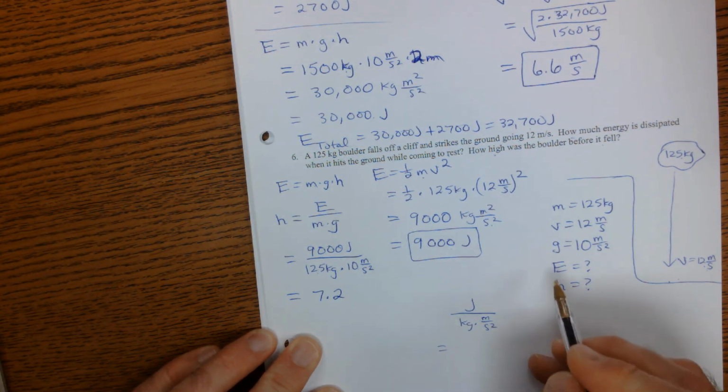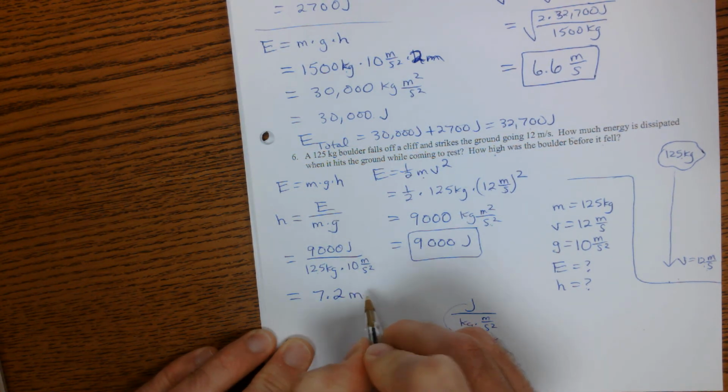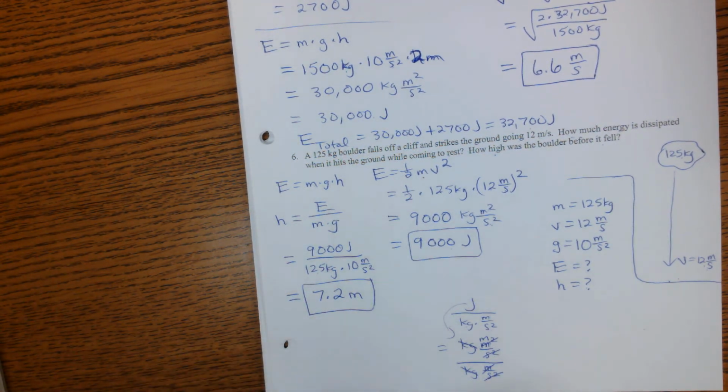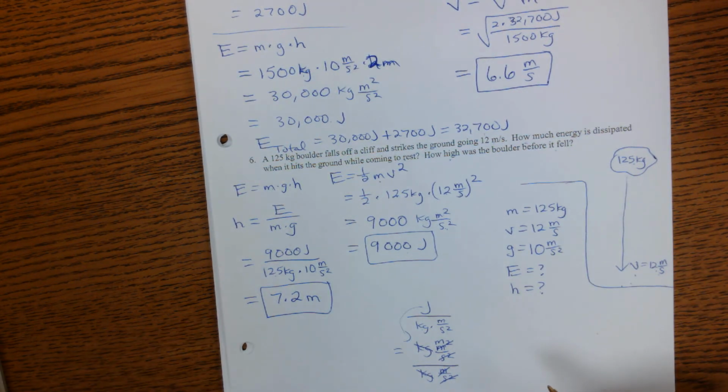We agree that a joule was a kilogram meter squared per second squared. So I'm going to substitute that in, and I've got a kilogram meter squared per second squared divided by kilogram meters per second squared. Now again, kilograms cancel, second squared cancels. Now I have meters squared divided by meters. That'll cancel this meter and leave a regular meter there. And sure enough, 7.2 meters is a unit of height. So if we know the kinetic energy, we can find out that that boulder fell from a height of 7.2 meters.